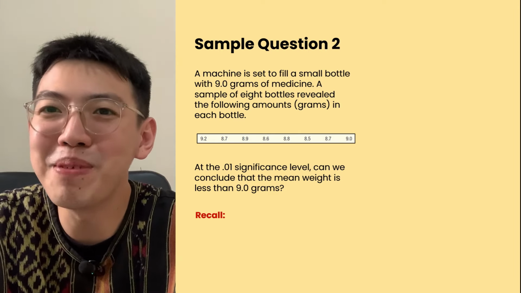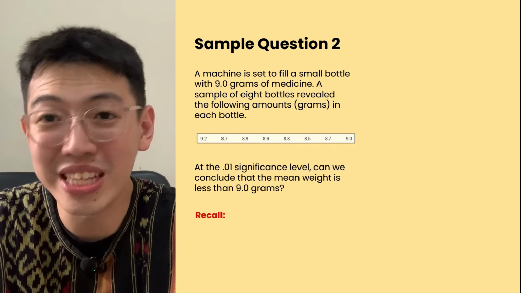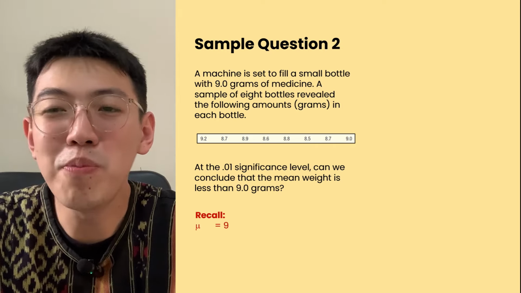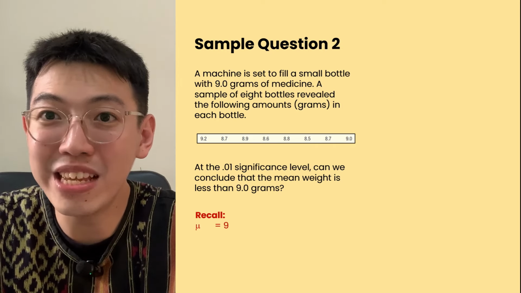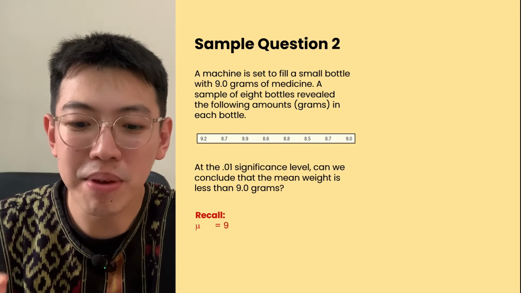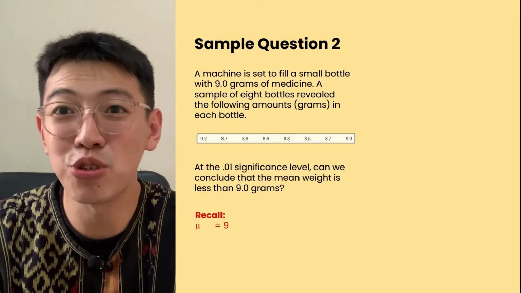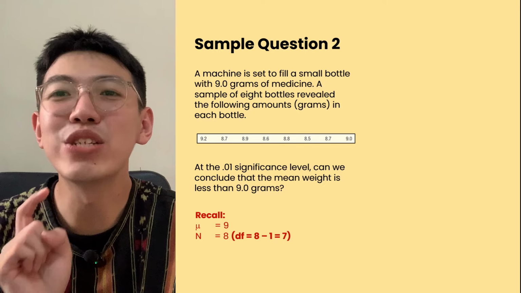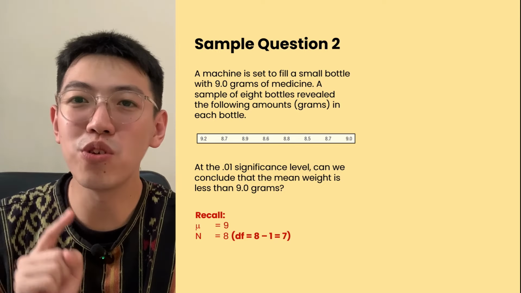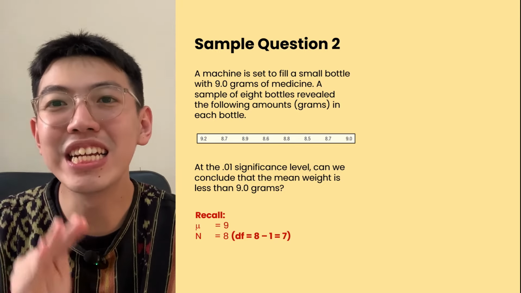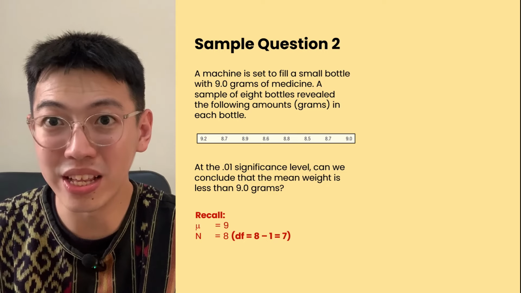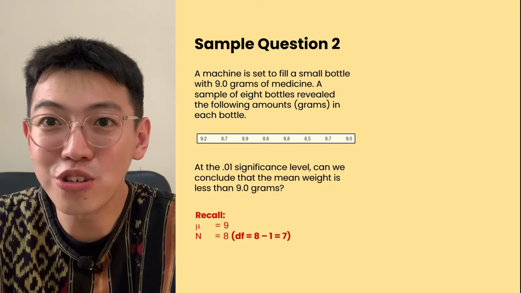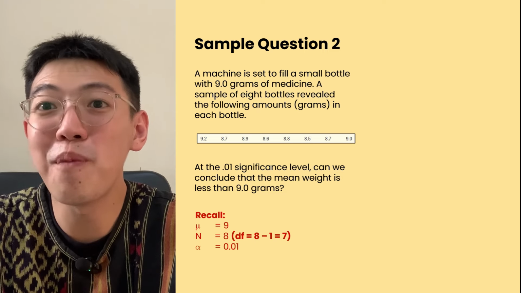The number of samples is less than 30, so we use the t-test. We know the population mean is 9 grams. To know the population mean, you can also see from the last question. The mean weight is less than 9 grams. Usually it is the population mean. The n will be 8. Since we will use the t-test, we can also find the degrees of freedom. Degrees of freedom will be n minus 1, so 8 minus 1 equals 7. The alpha or significance level will be 0.01.